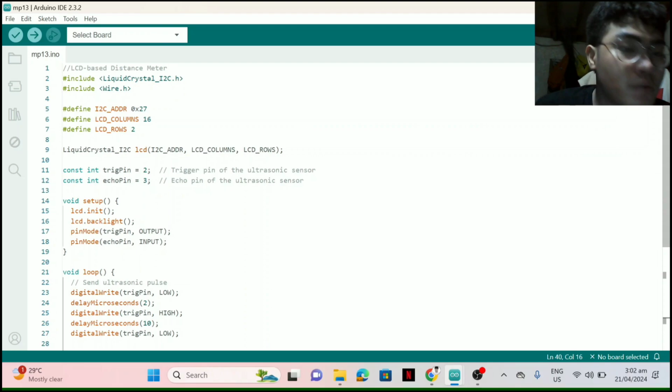So next one will be our definitions. For the first one, we have this I2C address, which is a definition for addressing the I2C and LCD module. The next one is LCD columns 16, since the LCD has 16 columns in total. Then LCD rows 2, so 2 rows in total. Next one will be the initialization of these three definitions in one to properly initialize it on our LCD.